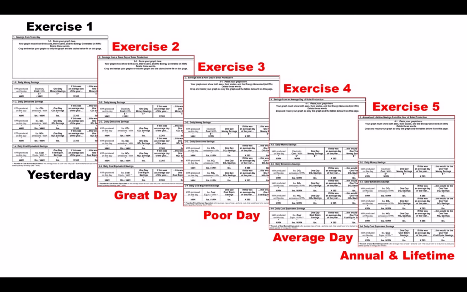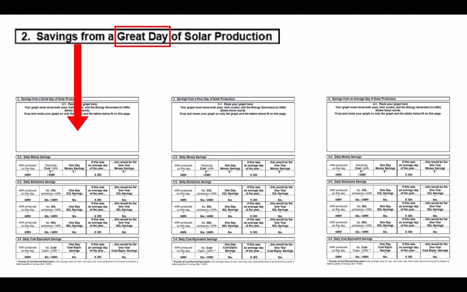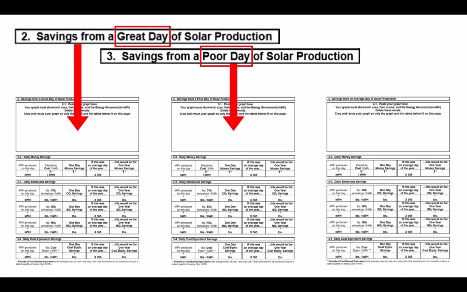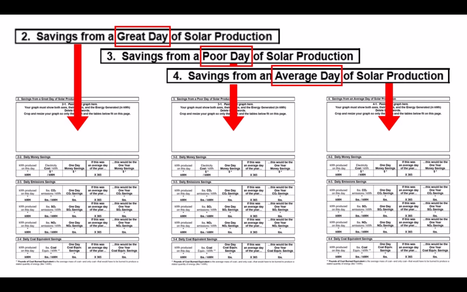Now you'll do all of this a few more times. There are 4 more exercises to complete. The first 3 closely resemble the one you've just completed. The last one is a little different, but similar. In the next, your second exercise, you'll calculate money emissions and resource savings from a great day of solar production, then from a poor day, and then from an average day of solar PV production.